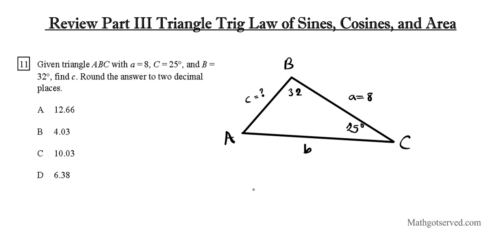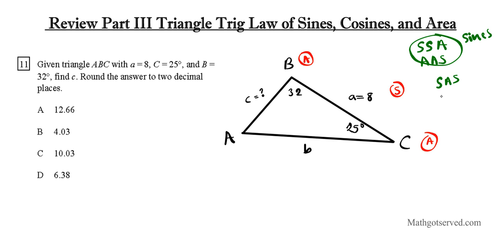All right, so let's look at the situation that we have here. We have angle, side, angle. So what do we use to solve angle, side, angle scenarios? Remember that in order to use the law of sines, we need a pair. It comes in two fashions, either SSA or AAS. So anytime we have SSA or AAS, we use the law of sines. And if we have SAS or SSS, we use the law of cosines.